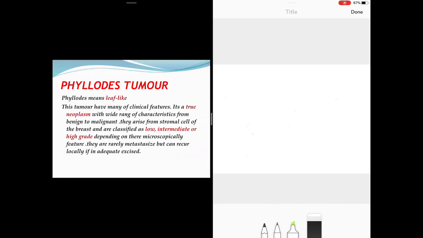Phyllodes tumors. Phyllodes means leaf-like. This tumor has many clinical features. It is a true neoplasm with a wide range of characteristics from benign to malignant. A phyllodes tumor may start as benign and may transform to malignant. According to grading, it is a low, intermediate or high grade phyllodes tumor depending on its microscopic features.